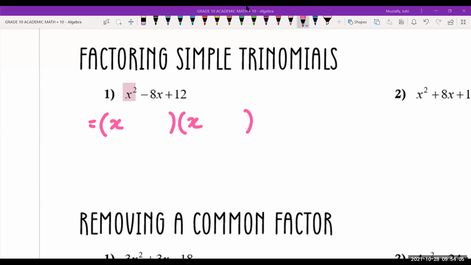Okay, let's keep going. Now here's what you guys are going to do. I just want everyone to put your pencils down, look up here, because this is the most important rule. If you can understand this, it'll make a lot of sense. You look at the last number, which is positive 12, and you think of all of the numbers that multiply to give you positive 12. So I'm just going to go over to the side over here. Go ahead and tell me all of the factors.